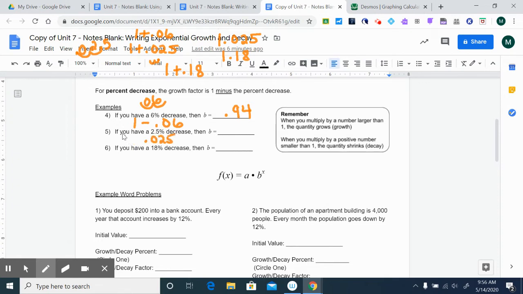So for this one, 0.025, I want to do 1 minus that. And if you pop that into decimals or into your calculator, you get 0.975. And for 18, if we're going to do 1 minus that 0.18, and again, we converted these up ahead, so converting is the same for both of them. We get a b value of 0.82.